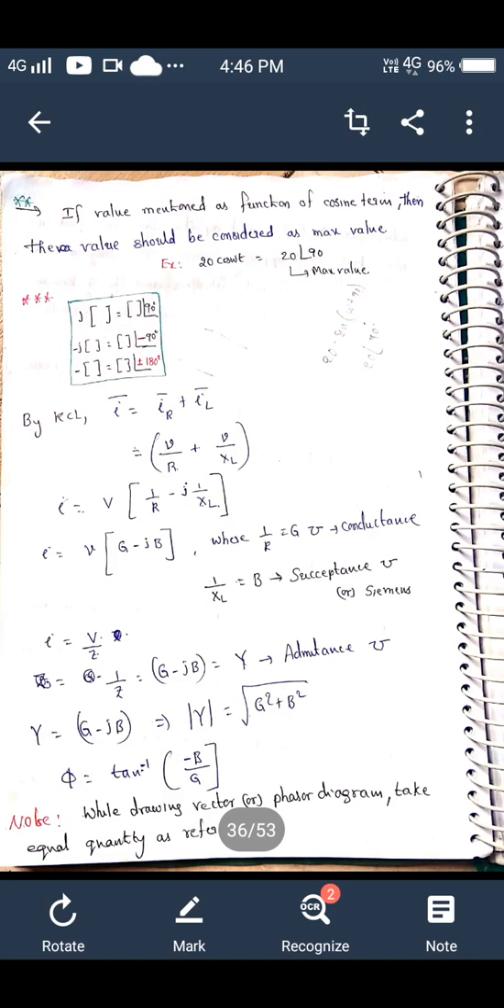Units are mhos. 1 by resistance is nothing but amps per volt, simply we can call those mhos. So admittance here is equal to G minus JBL. Now the magnitude is nothing but root of G square plus BL square. If you draw the vector diagram, you can see why the negative sign nullifies. So phase angle phi is equal to minus BL by G.